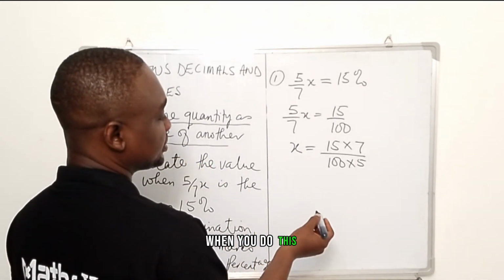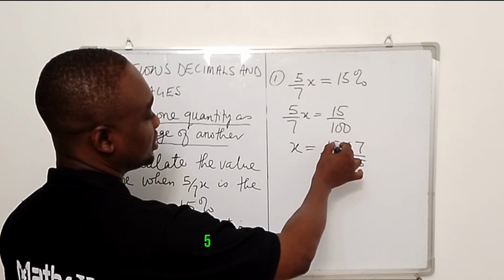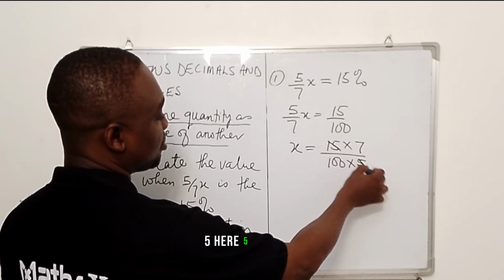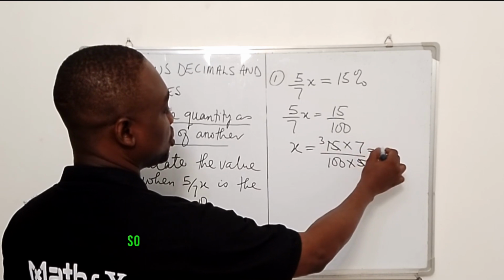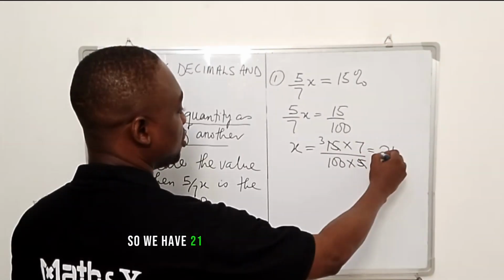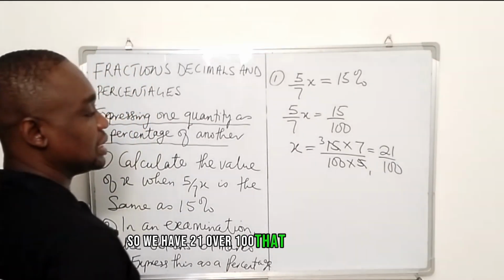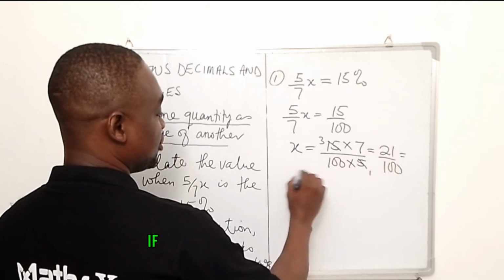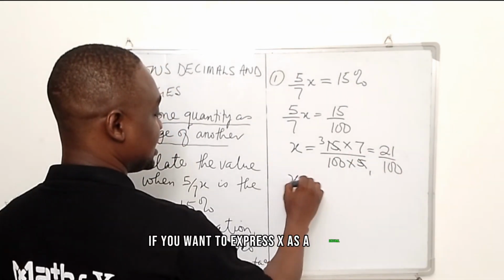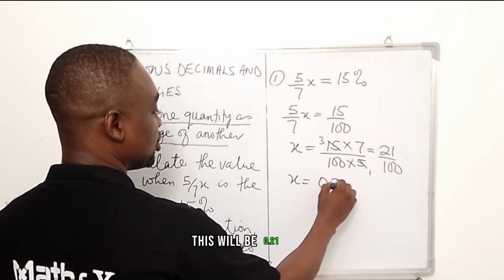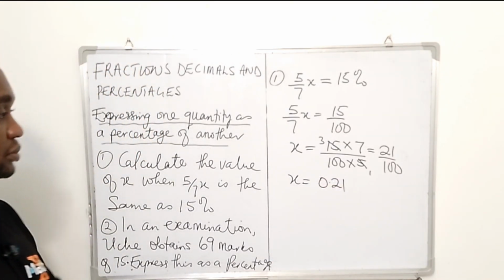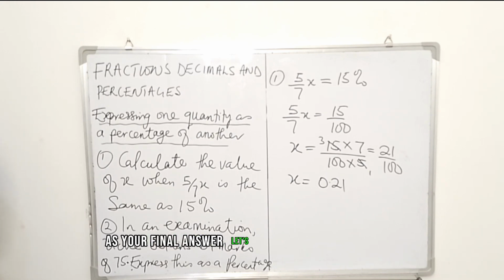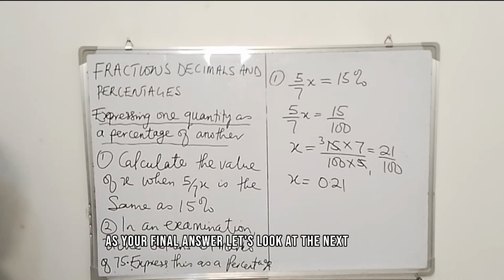When you do this, 5 here 1, 5 here 3. So we have 21 over 100. That is the value of x. Or maybe, as this is a fraction, if you want to express x as a decimal, this will be 0.21 as your final answer. Let's look at the next exercise.